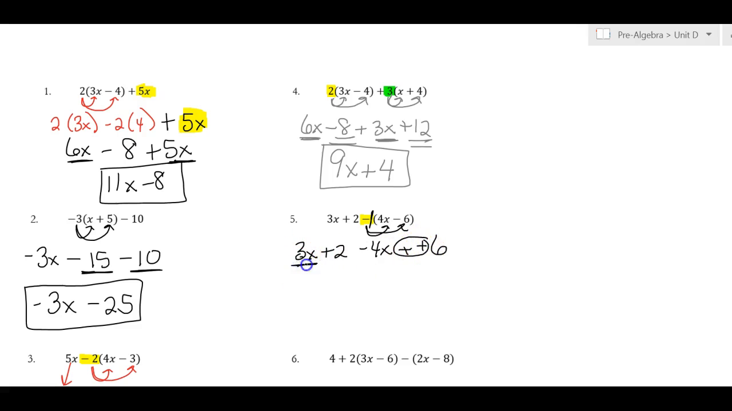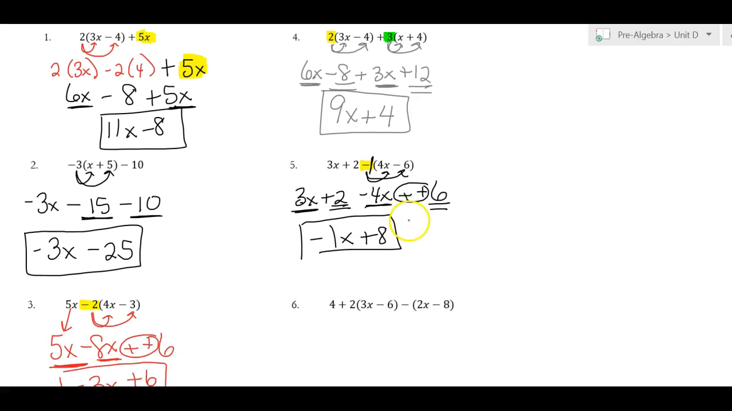Now I'm going to look for my like terms. 3x and a negative 4x is a negative 1x. 2 plus 6 is 8. And that's the answer. All right, 6 is as hard as it gets because it has 2 parentheses and it has the same thing. So remember that's a 1. So go ahead and distribute the 2 to the first parentheses. Distribute the negative 1 to the second parentheses, and then see what can go together.